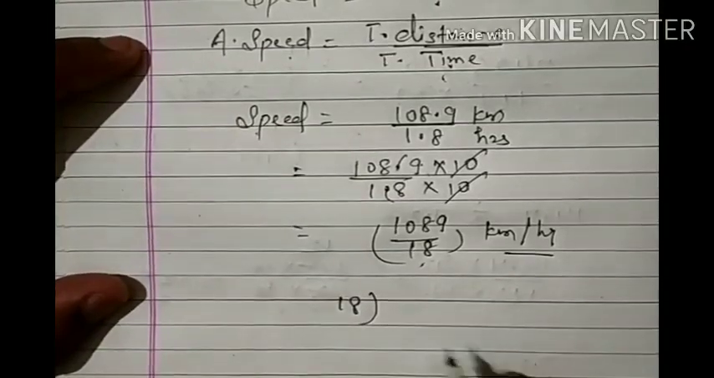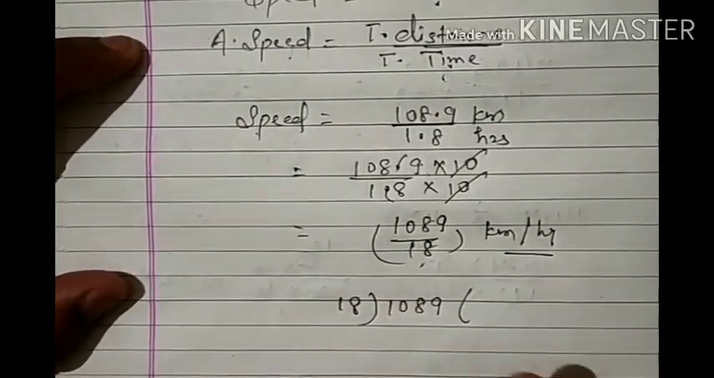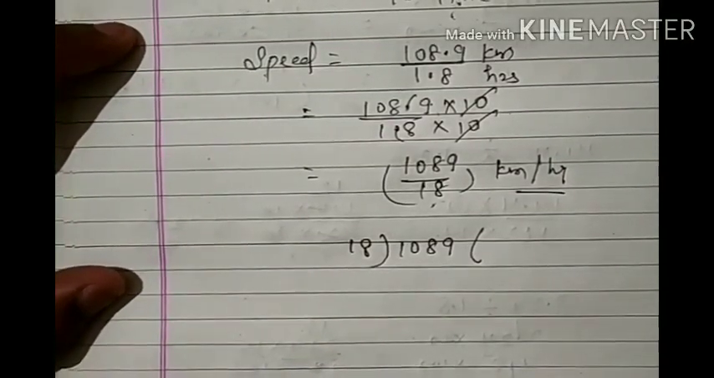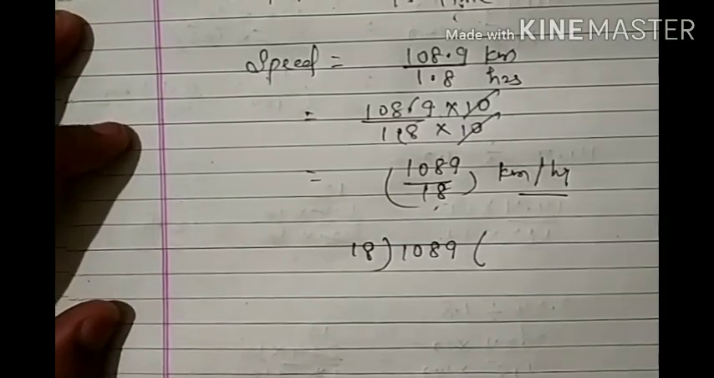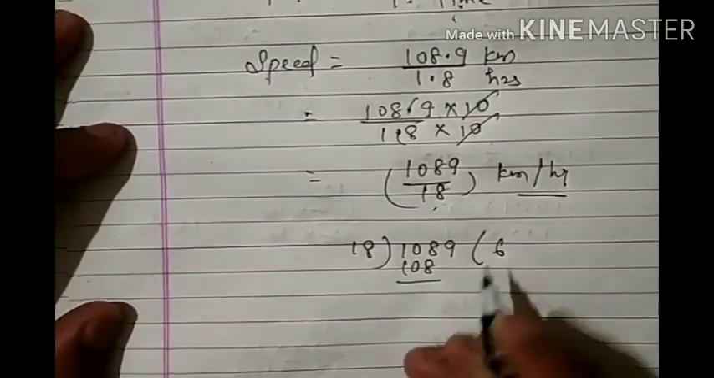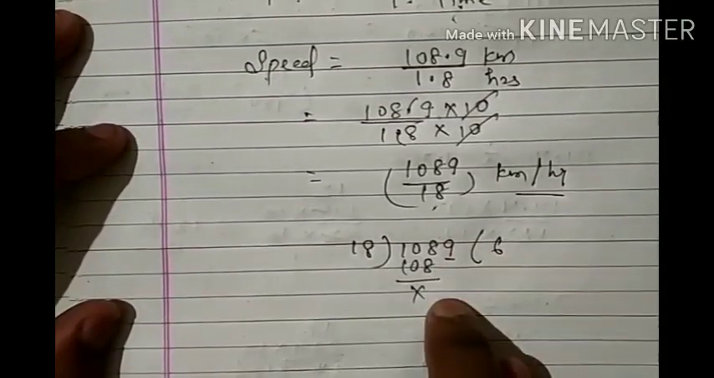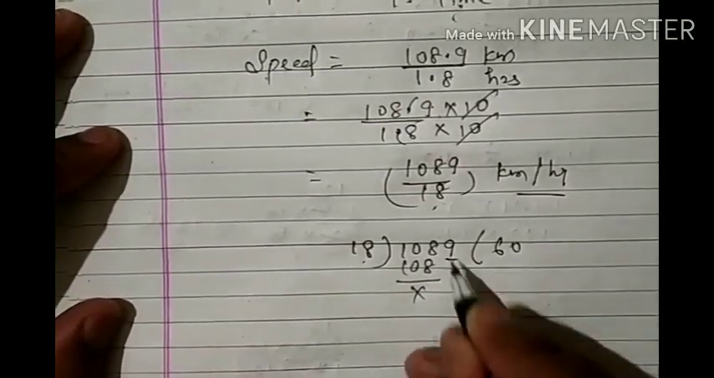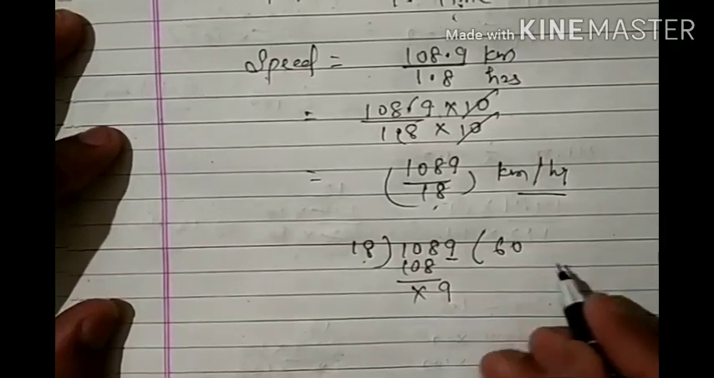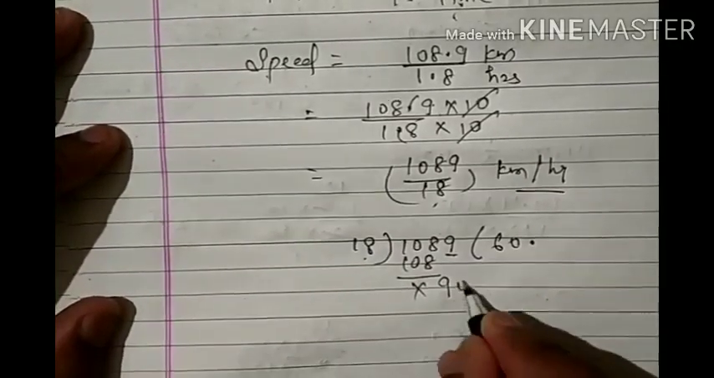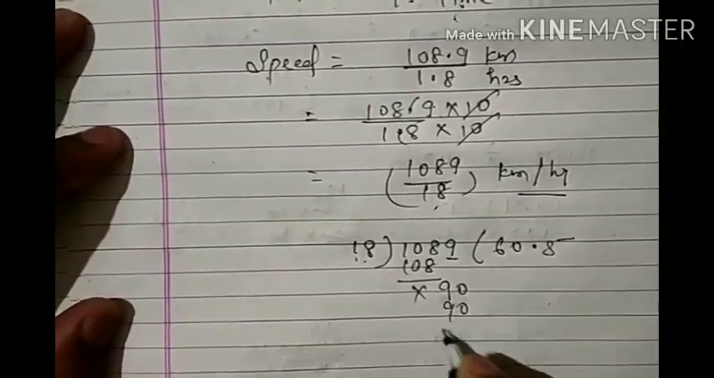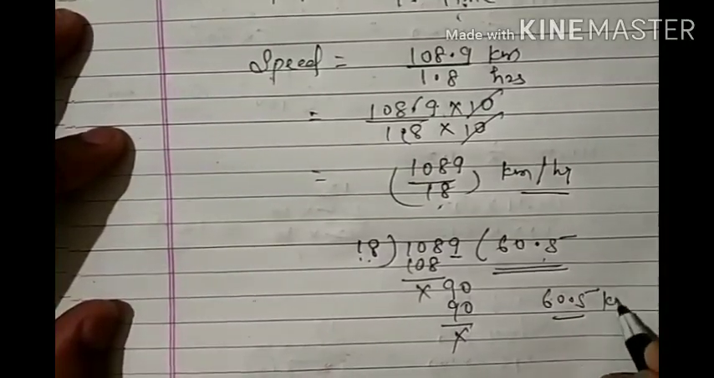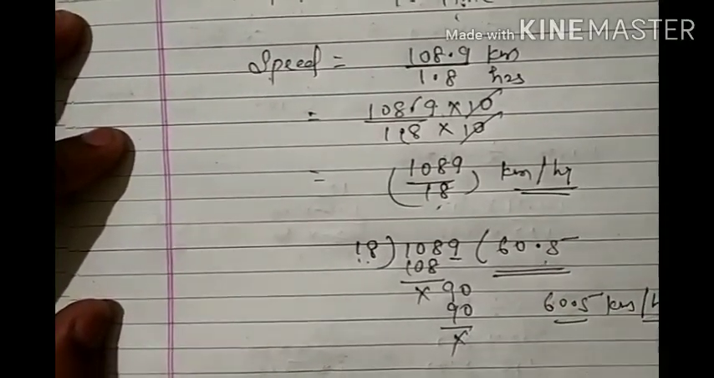And now we all can divide it. 18 divided into 1089. 18 6s are 108. We are left with 9. 9 will not divide because this is a single digit and this is a double digit. So we will put 0 over here to bring down this 9. But still we cannot divide. We will put a point over here. What do we get? 0. And 18 5s are 90. So what is our answer? 60.5. 60.5 kilometer per hour. So what is our speed?